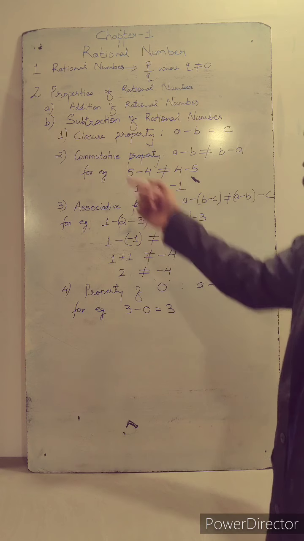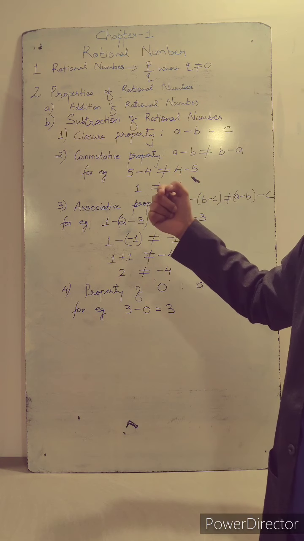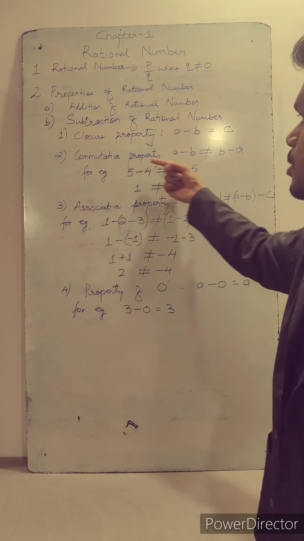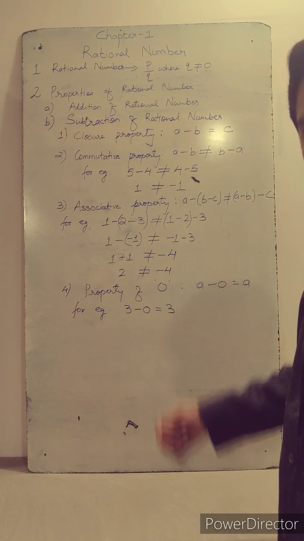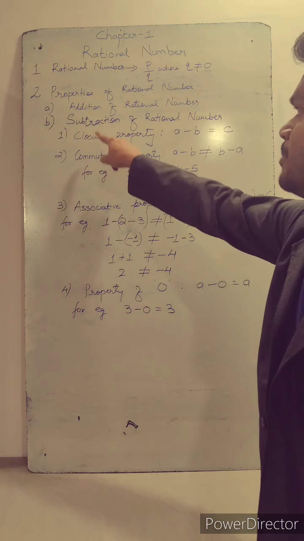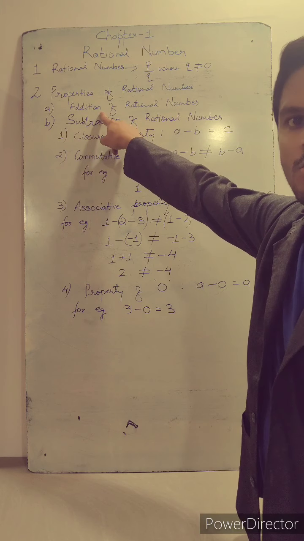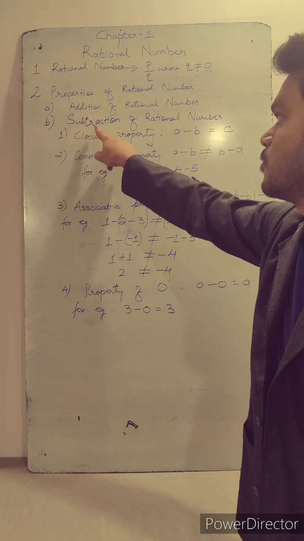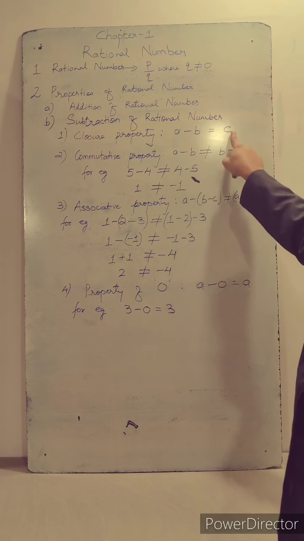Now we will start with the second property, that is subtraction of rational numbers, which includes only 4 properties. The first property is closure property. The second property is commutative property. The third property is associative property. And the last property is property of 0. Closure property is the same as we have studied in addition. That is, in addition, the sum of two rational numbers is always a rational number. Likewise, the closure property for subtraction is that the difference of two rational numbers is always a rational number.